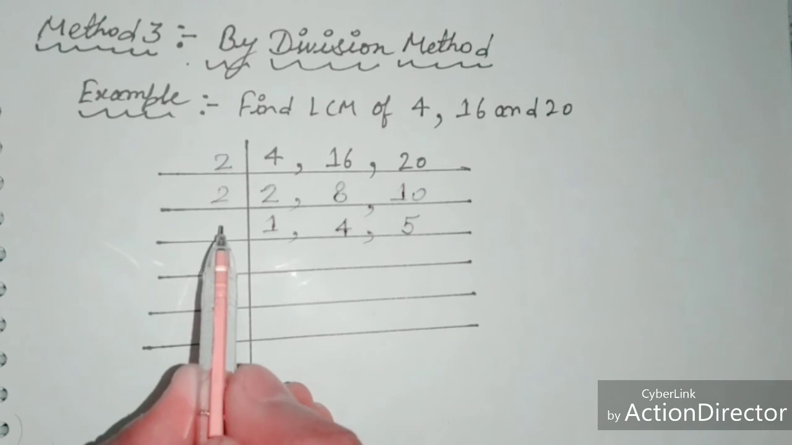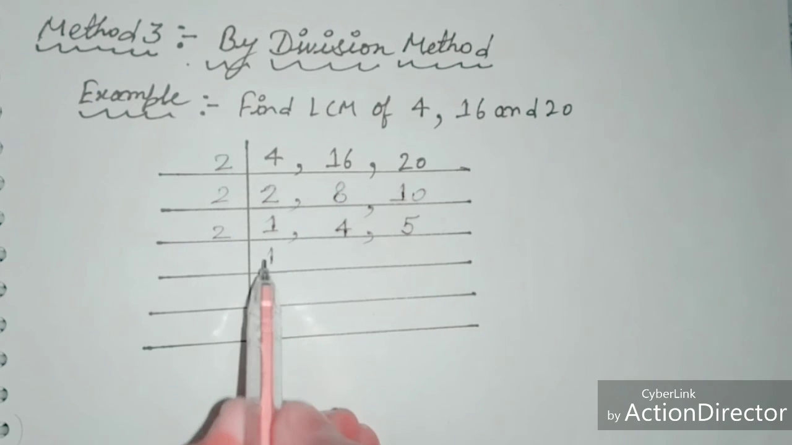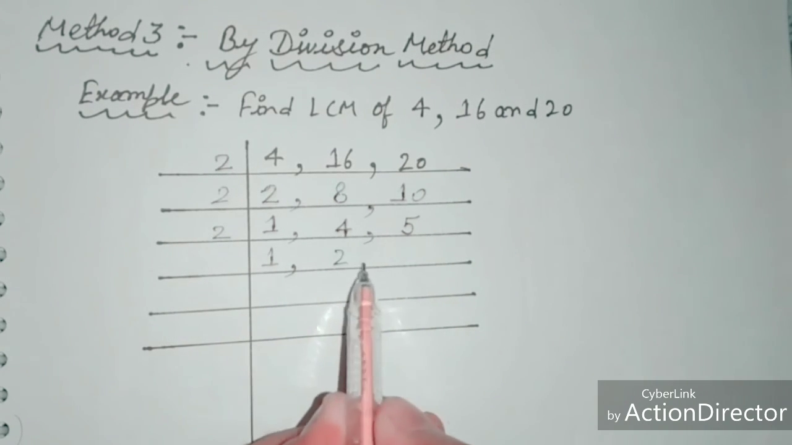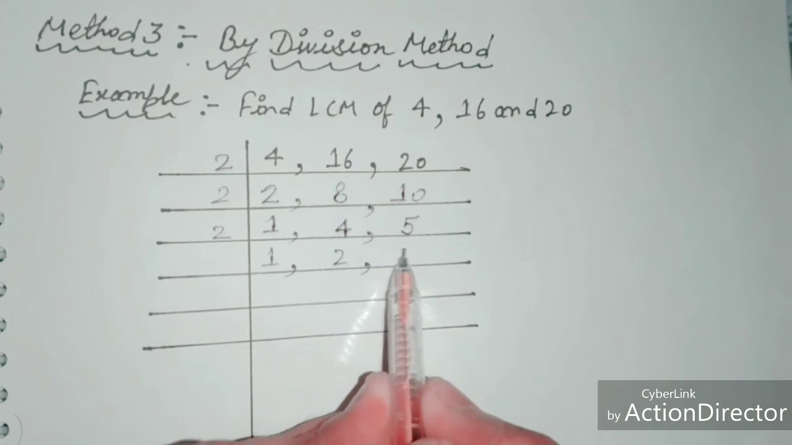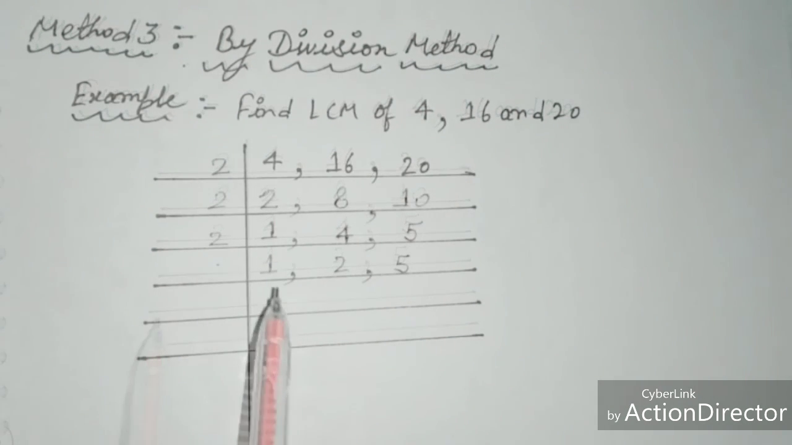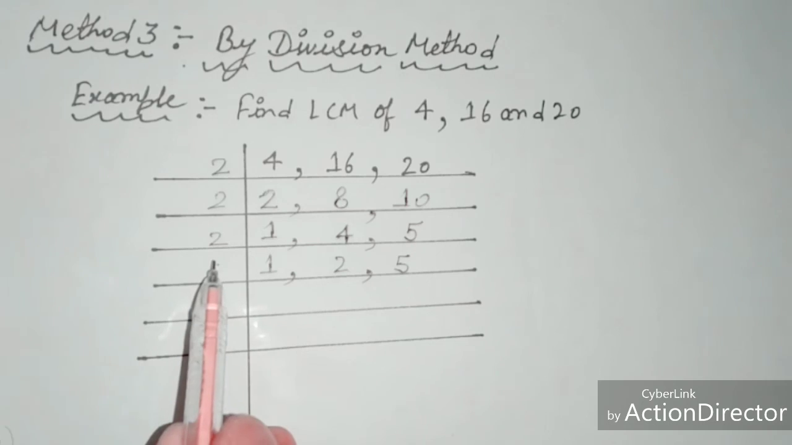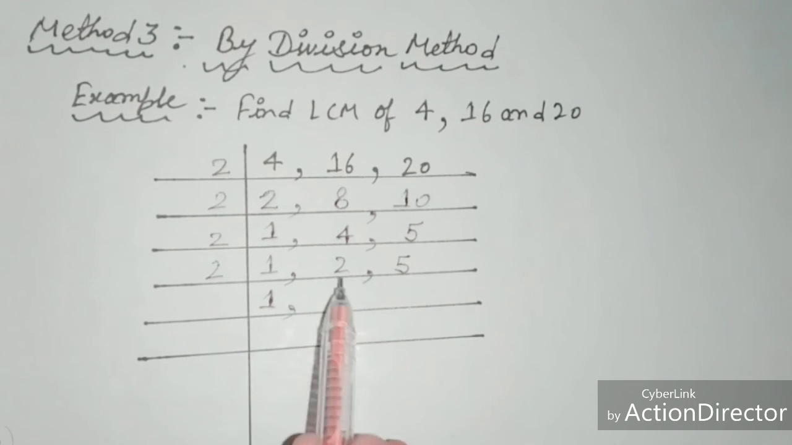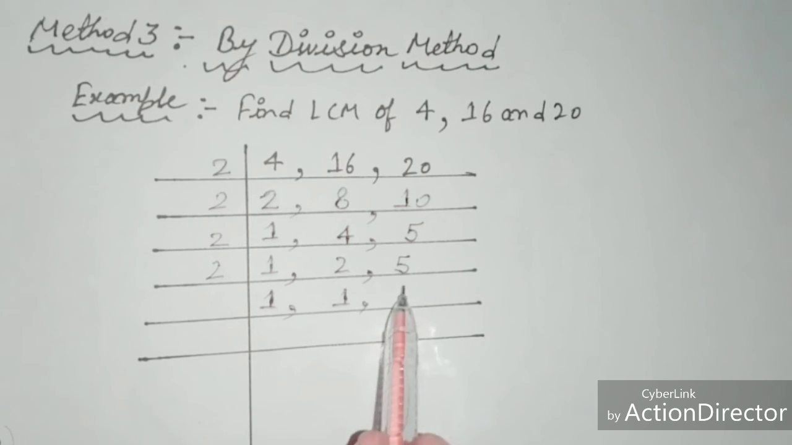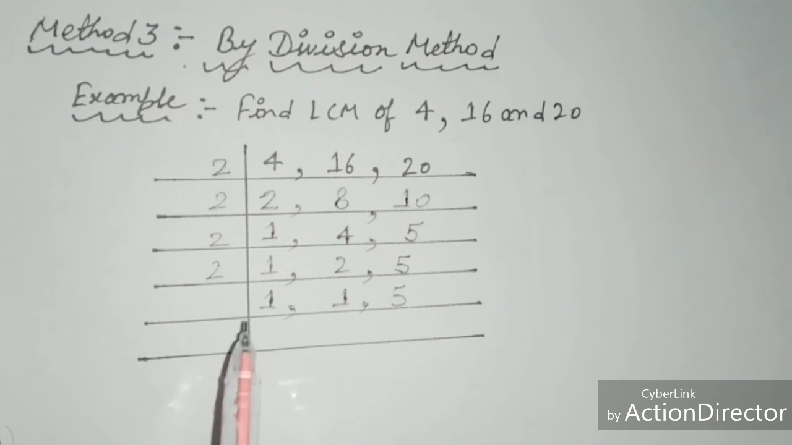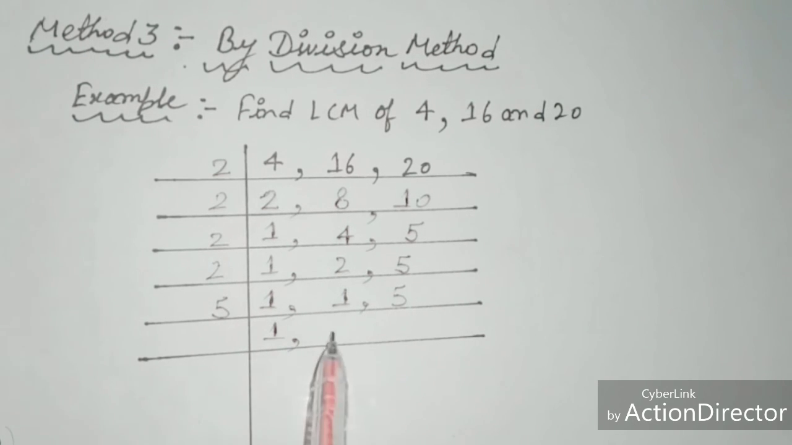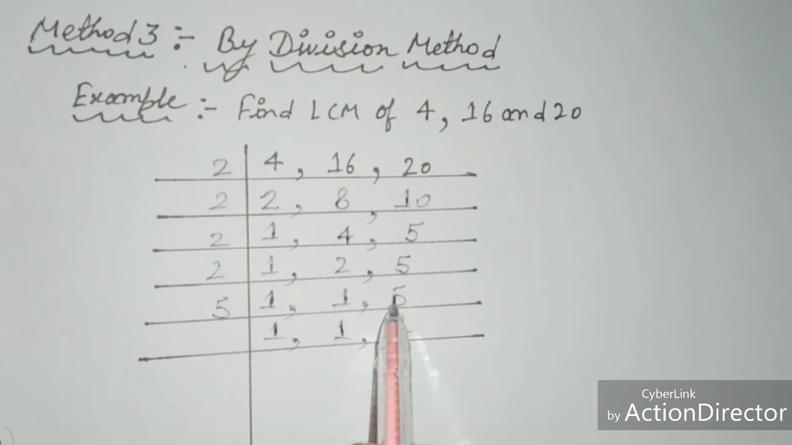Now again divide by 2. We write 1 as it is here and divide this 4 by 2, 2 2s are 4, and write 5 as it is here. Now again divide 1, 2 and 5 by 2. Write 1 as it is here, 2 1s are 2 and write 5 as it is here. Now divide by 5. Write 1 as it is here, write 1 as it is here, and 5 1s are 5.